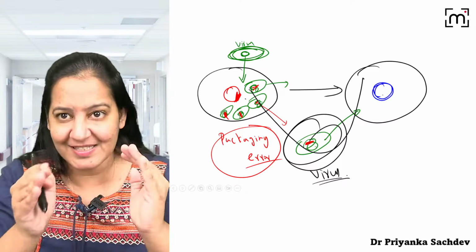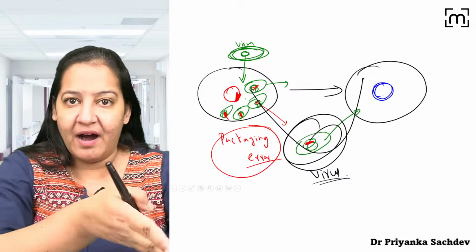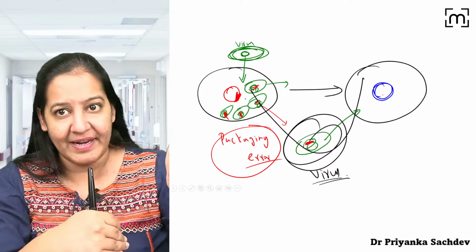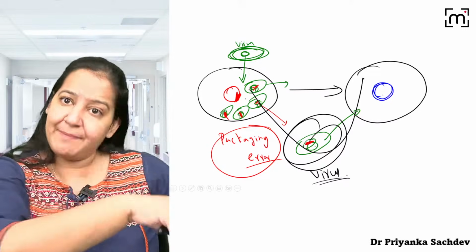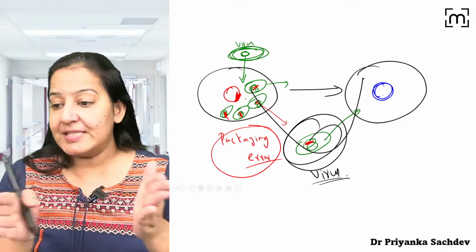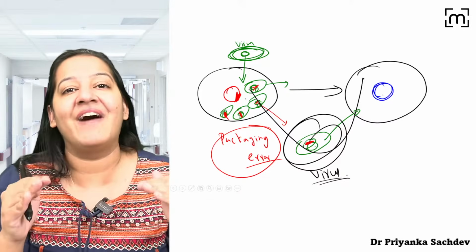So basically, a virus is coming. It is infecting one bacteria, taking a small amount of DNA from that bacteria, then it is coming out and entering another bacteria, giving the DNA which it has taken from the first bacteria to this bacteria. So the DNA is transferred from one bacteria to another bacteria via a virus.